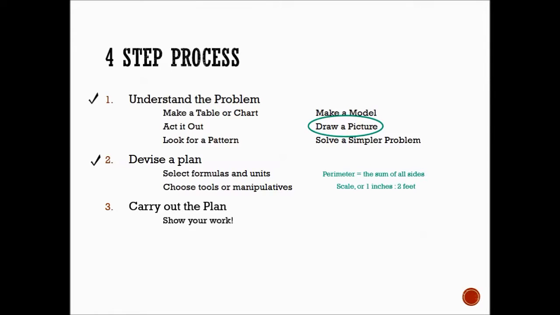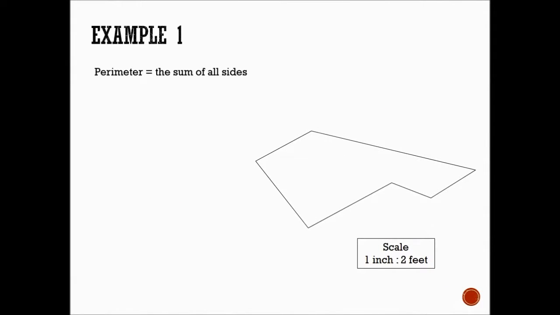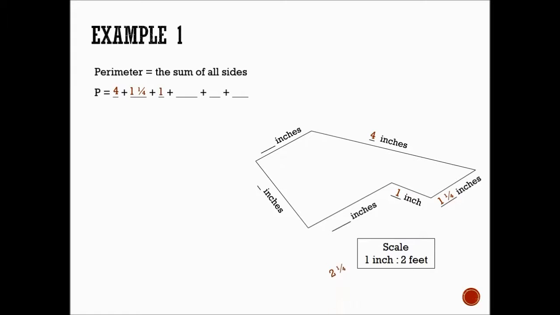So you might write your formula first. Perimeter equals the sum of all sides. Count the sides. 1, 2, 3, 4, 5, 6 sides. So, the first side is 4 inches. Just take your ruler and measure each side. The next side is 1 1/4 inch. The third side is 1 inch. The fourth side is 2 1/4. The fifth side is 2 inches, and the last side is 1 1/2 inch.